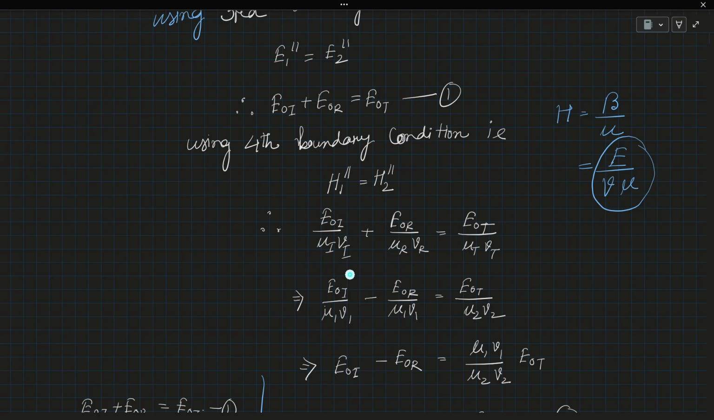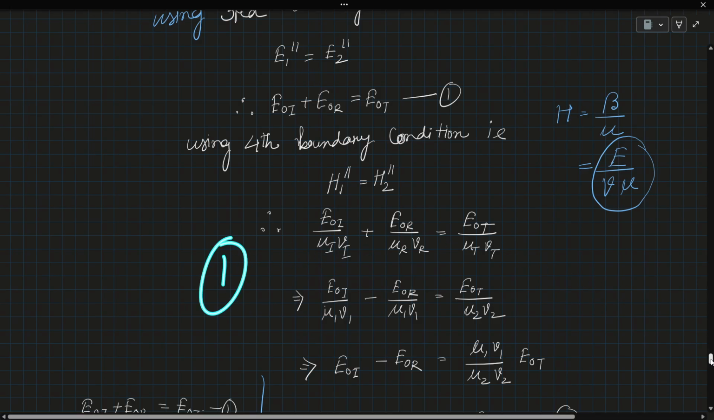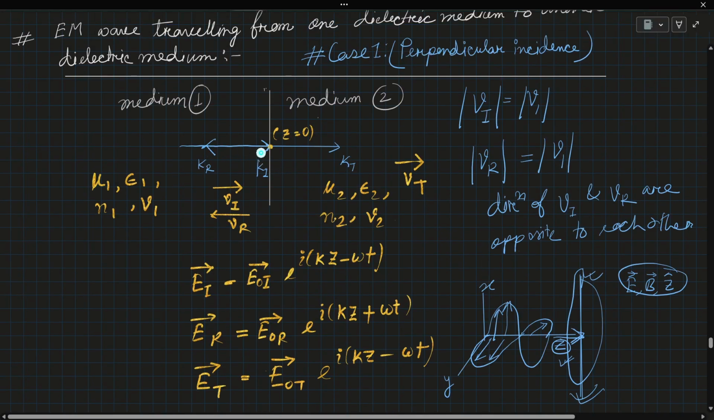So as you can see, for the incident wave, E0I divided by mu I VI. Mu I is the permeability of the medium where the incident wave is there, and this is for the reflected wave. This is E0R by mu R VR, right? Mu R is the permeability of the medium in which the reflected wave is there, and this is the velocity of the reflected wave, right? And similarly, these are for the transmitted wave. And as you can see, mu I, that means the permeability of the medium in which the incident wave is there. The incident wave is in medium 1, as you can see. This is medium 1, this is the incident wave, right?